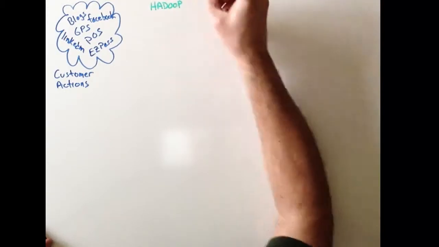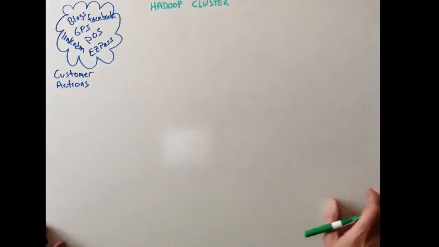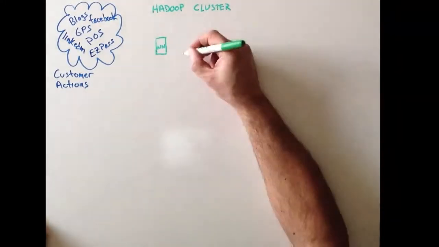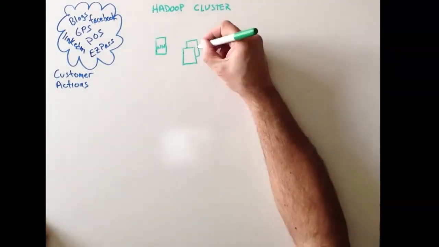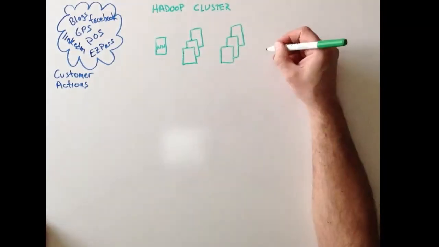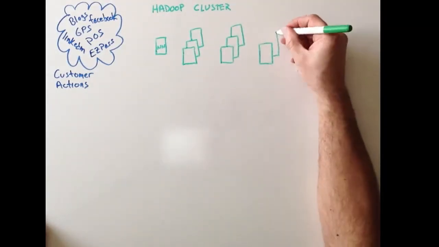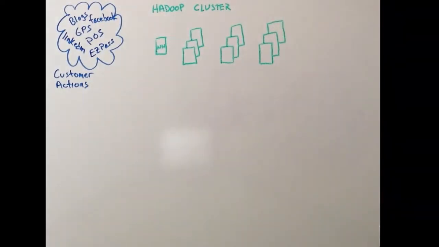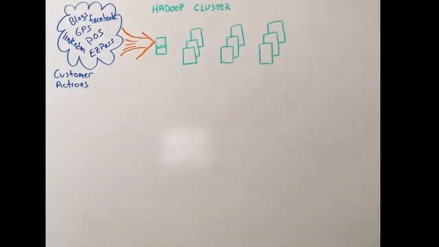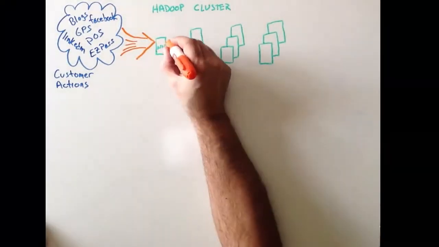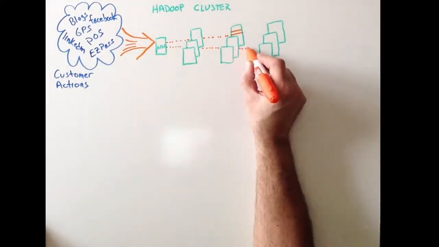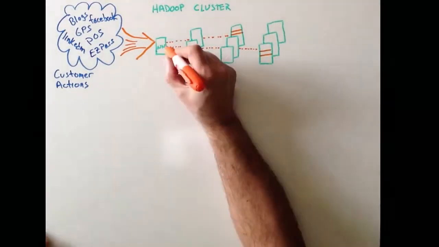Now let's say you have a Hadoop cluster. Hadoop clusters consist of a name node and then an HDFS, which is spread out across what are effectively job nodes. All of this data flows into your system, at least all of your customer data. Lots of customer information comes in, and as it comes in, it gets spread across your different job nodes.